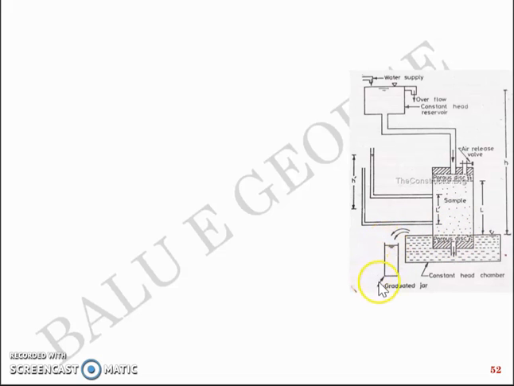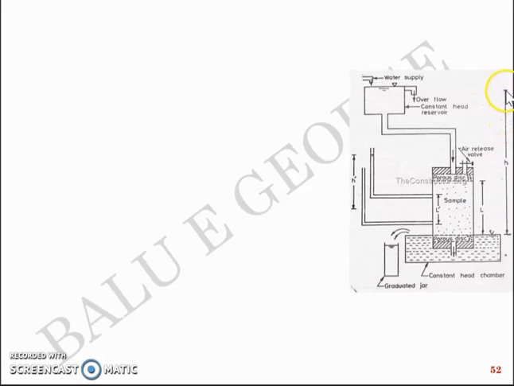So fundamentally, you will be given a stopwatch, and you can measure the time taken for the volume of water collected in the graduated jar. So knowing the volume and time, you'll get the discharge. L is the length of flow, which is nothing but the height of the sample. H is the head causing flow, which is marked here.